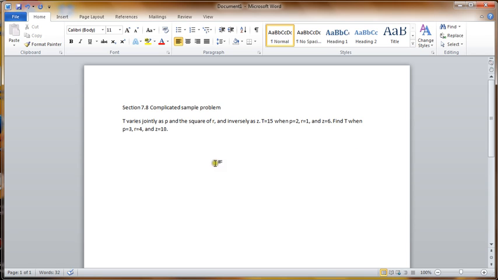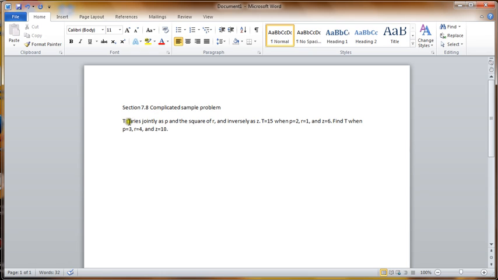So this is a problem from section 7.8 which has to do with variation, both inverse variation, direct variation, and so forth. The problem is that t, the variable t, varies jointly as p and the square of r and inversely as z. Then they give us some information about values for t, p, r, and z, and then they ask us a question, find t when p, r, and z have certain values. All of these problems generally work around the same way.